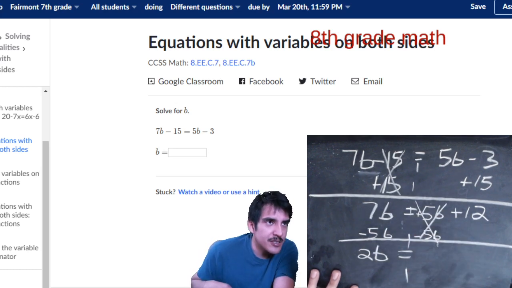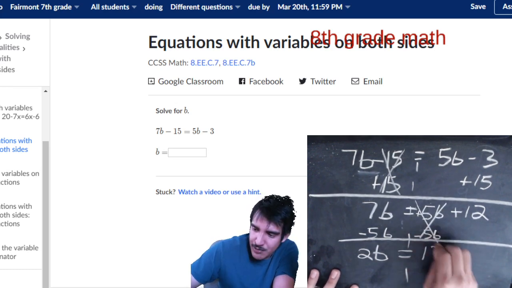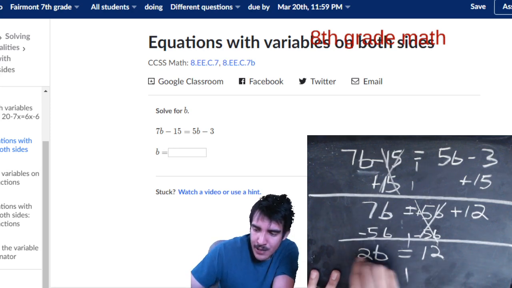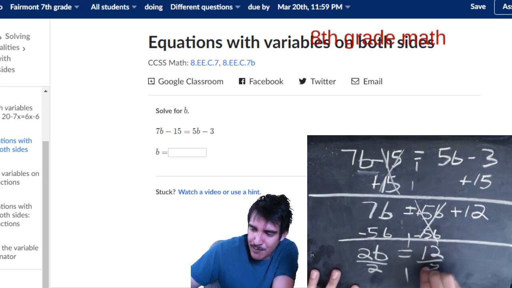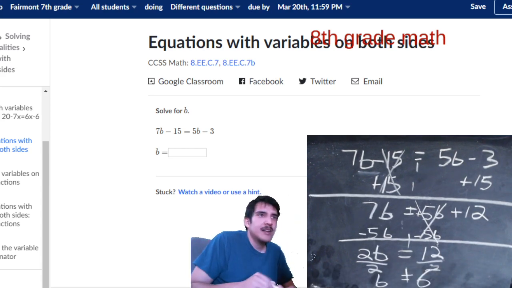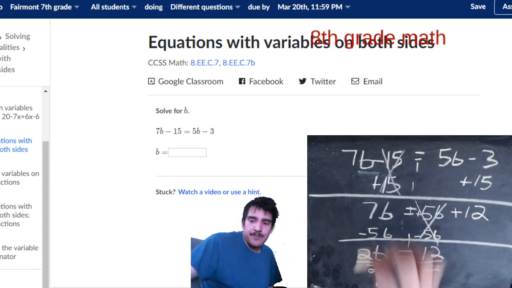On this side, those are gone because they're opposites, and you're left with 12. And now you have 2b equals 12. Most of you can think 2 times 6 equals 12, but let me just show the actual algebra step. b equals 6. Okay?